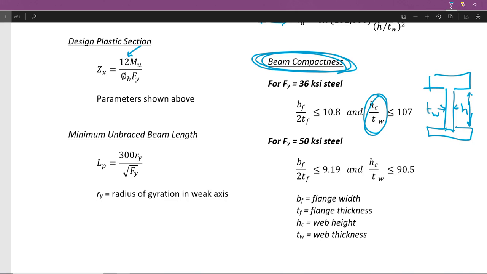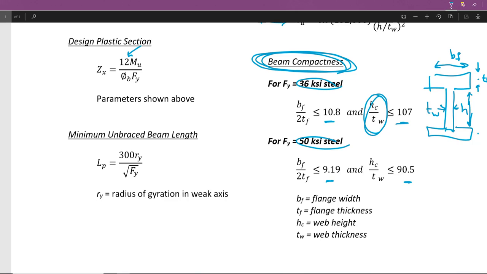And the other one is simply the width of the flange, B sub f, and this one is the thickness of the flange, but you've got one on top and you've got one on bottom, so there's two of them, and you're essentially checking those ratios. And as long as you stay less than these two empirical parameters, whether you're using 36 KSI steel still or 50 KSI steel, then your beam should come out okay.